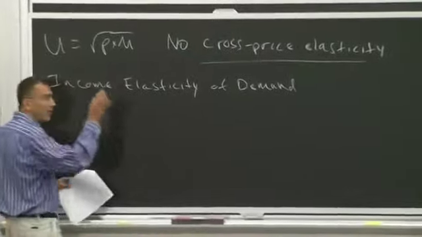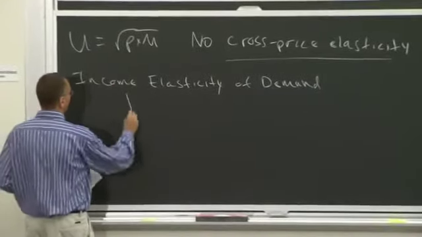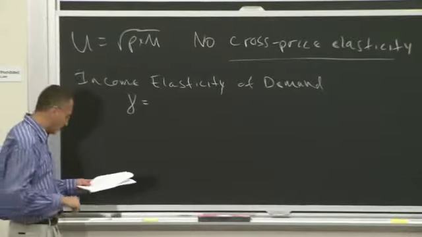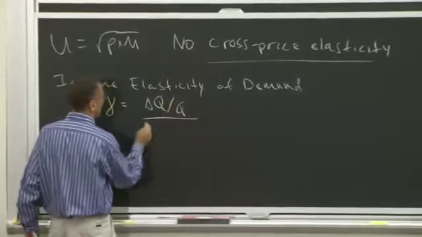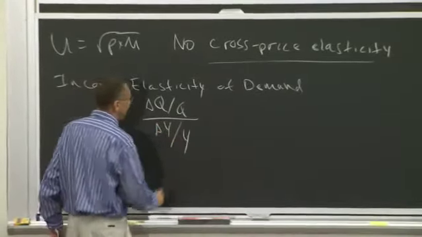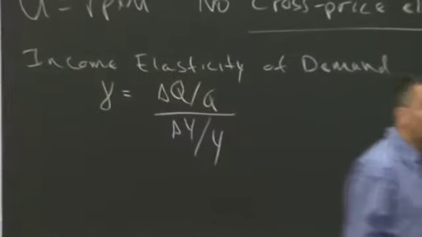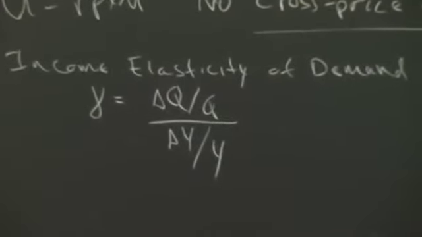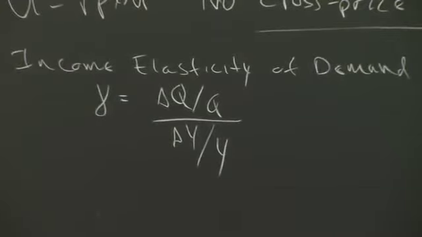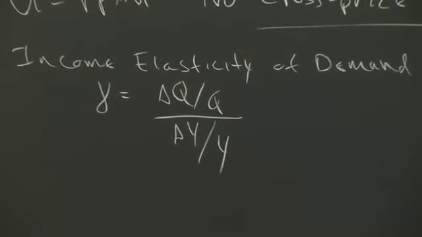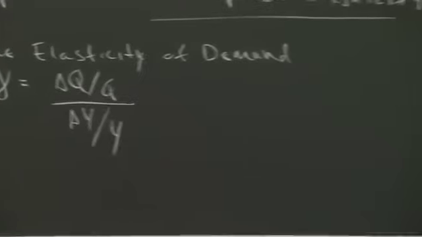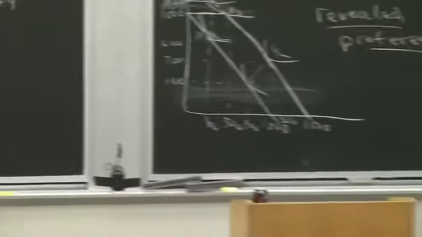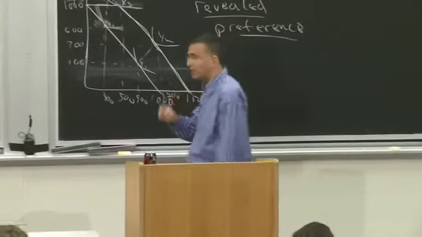In the book, it's this fancy Greek letter I can't write, so I'm going to call it gamma. It's delta Q over Q over delta Y over Y. Just like the price elasticity is the percentage change in quantity for a percentage change in price, the income elasticity is the percent change in quantity with a percent change in income. Now, once again, just like price elasticities are local, as you talked about in section, local versus global price elasticities and how it's really local to that segment of the curve.